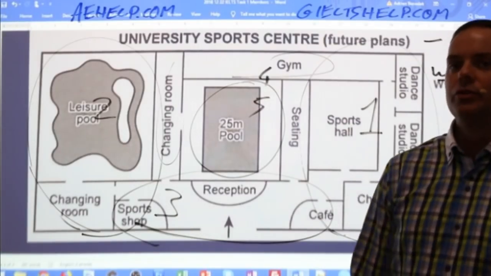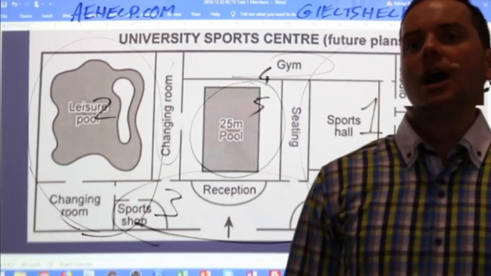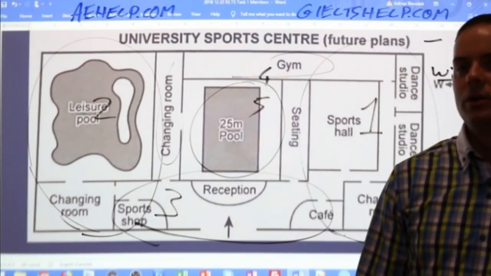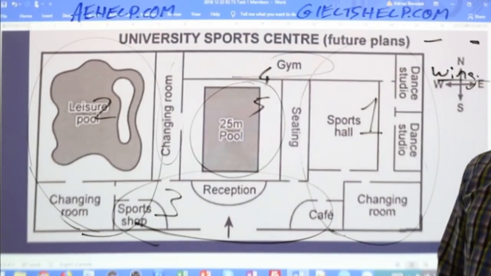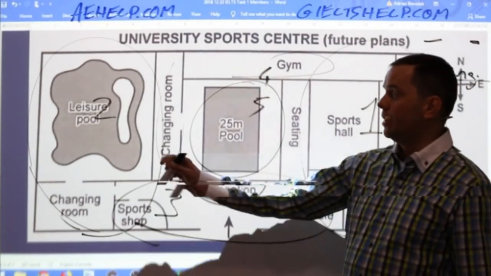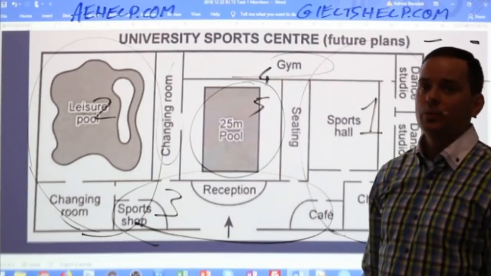So here you need to go into more details, okay? Kisi says an additional pool will be constructed at the west wing of the building, okay? At the west wing of the building.